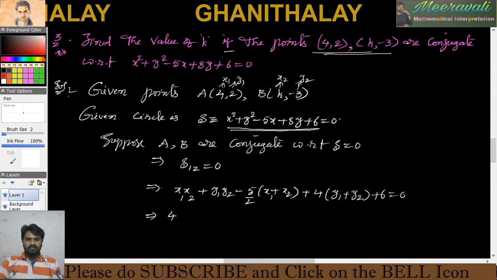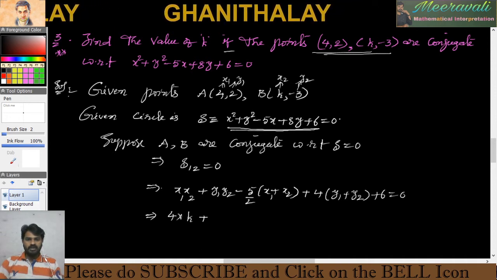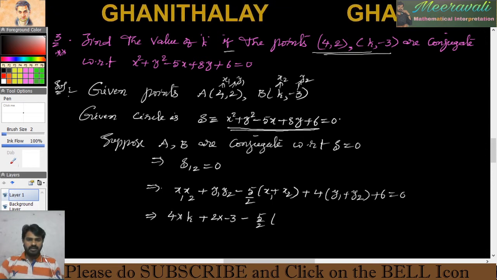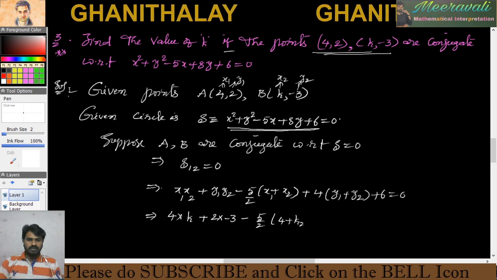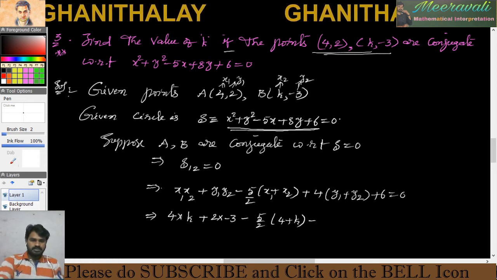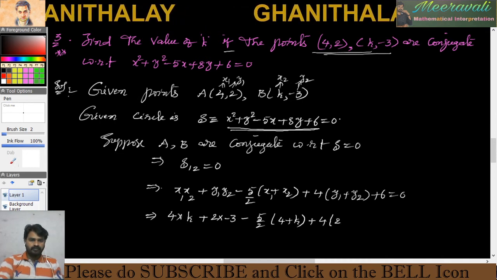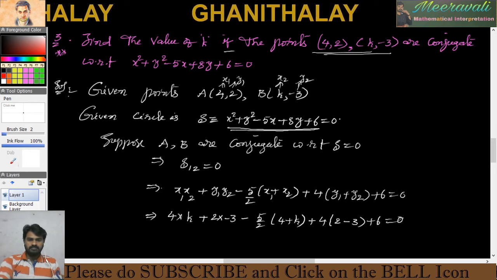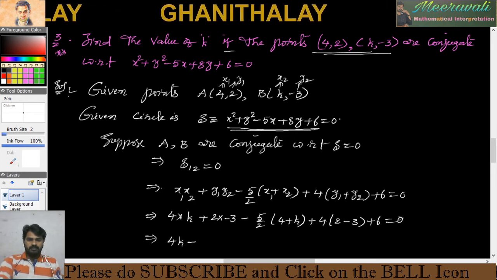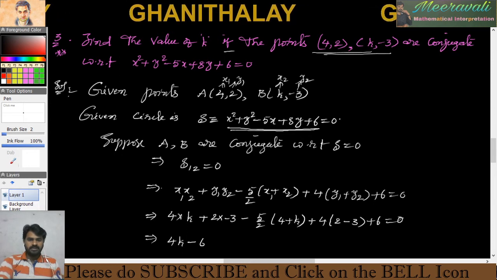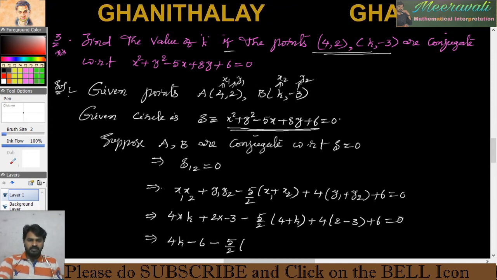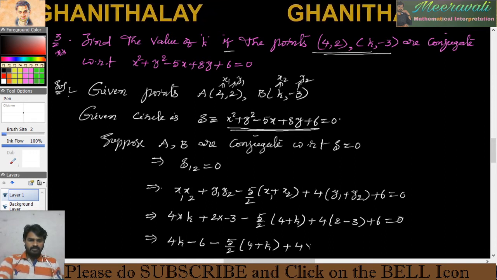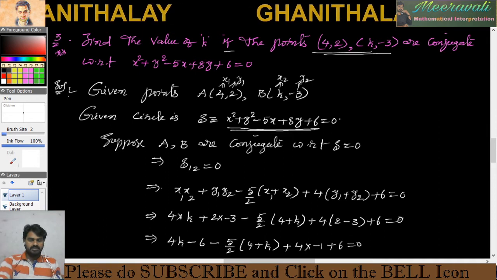Now x1 4 into x2 k, plus y1 2 into y2 minus 3, minus 5 by 2 into x1 4 plus x2 k, plus 4 into y1 2 plus y2 minus 3, plus 6 is equal to 0. Now 4 into k, 4k, minus 2 into minus 3, minus 6, minus 5 by 2 into 4 plus k, plus 4 into minus 1 plus 6 is equal to 0.